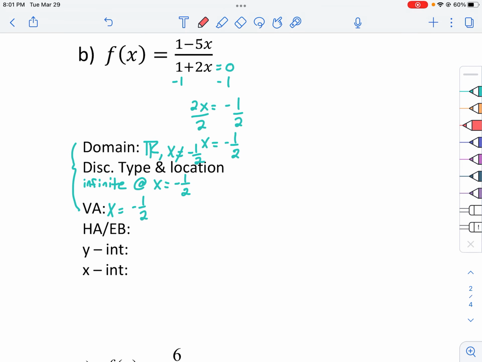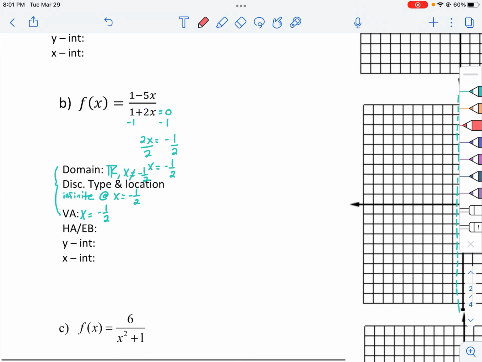The next thing on this list, you can see it says HA/EB, which stands for horizontal asymptote or end behavior. In the past, you've known the end behavior as this thing called the horizontal asymptote, which is what we called it. But now I'm going to reference it more as the end behavior, because what it actually is showing us is what is happening at the ends of the graph. So when we're finding end behavior, I'm going to label it right here, end behavior / horizontal asymptote.